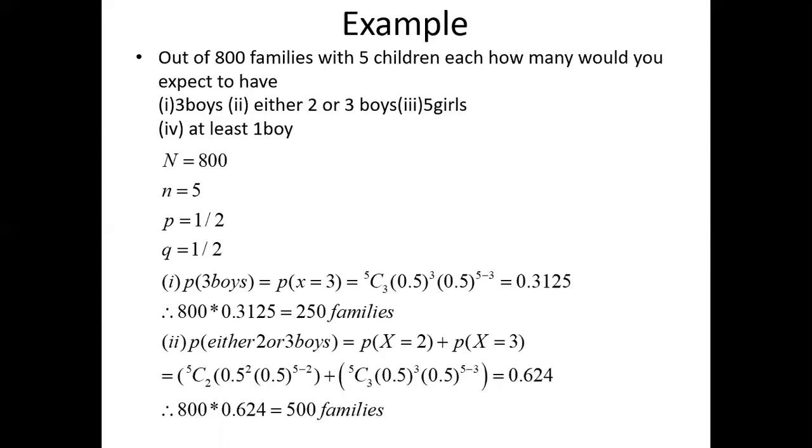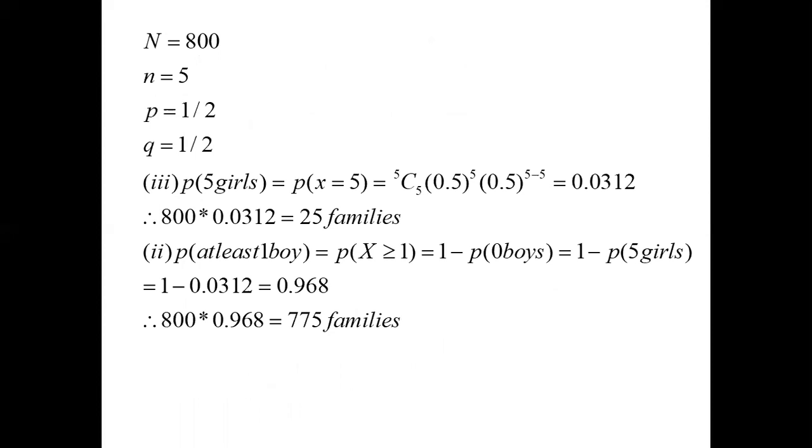Now we'll move to the third problem, 5 girls. Total 800 families are there. Small n equals 5, probability of boys equals 1 by 2, then probability of girls is also 1 by 2. Probability of 5 girls, so probability of x equals 5. So 5C5, 0.5 whole power 5 into 0.5 whole power 0, which equals 0.0312. So there are about 25 families where all 5 are girls.